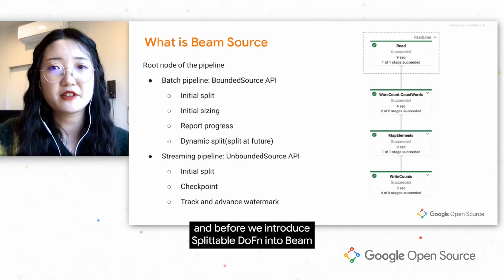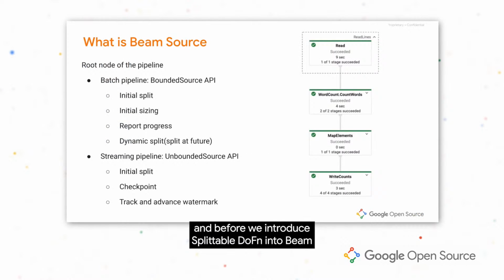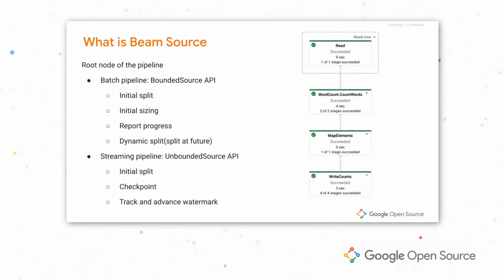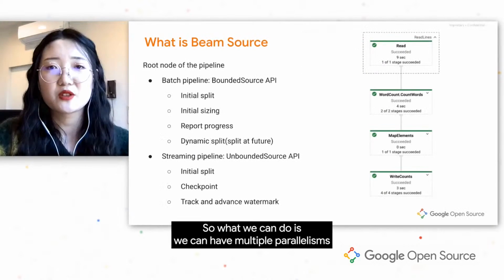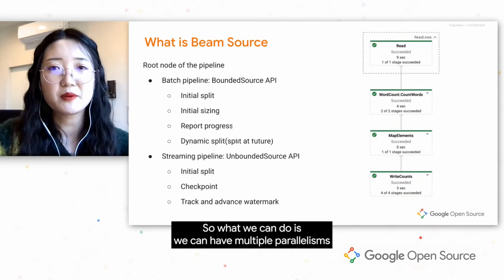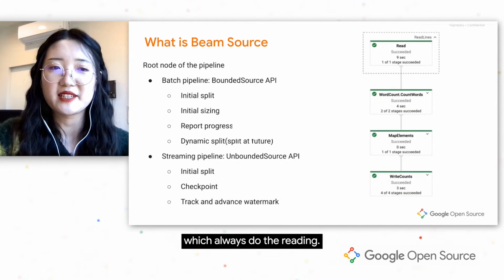Before we introduced Splittable DoFn into Beam, we already had the bounded source API for batch pipelines and the unbounded source API for streaming pipelines. For example, in this case, TextIO is a bounded source, and Kafka is a streaming source. Usually, when we read from a bounded source, we want to read as fast as we can, so we can have multiple parallelisms while we do the reading.